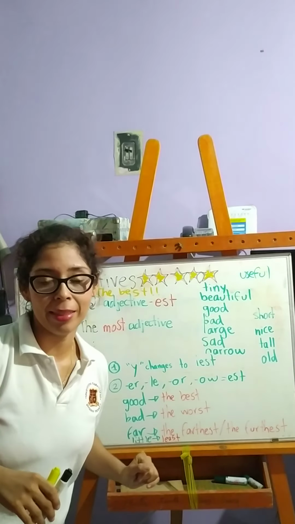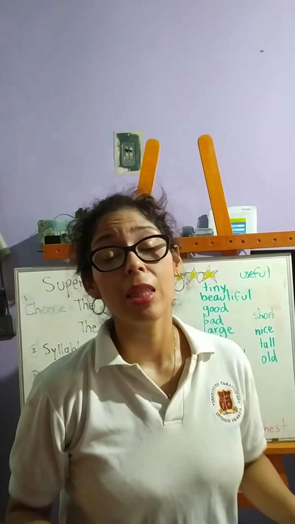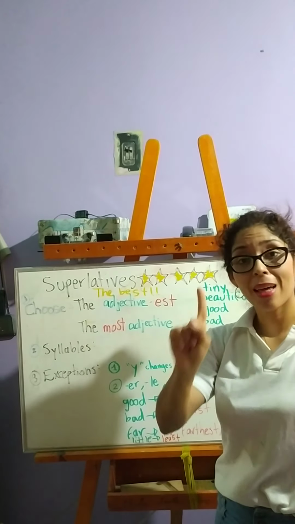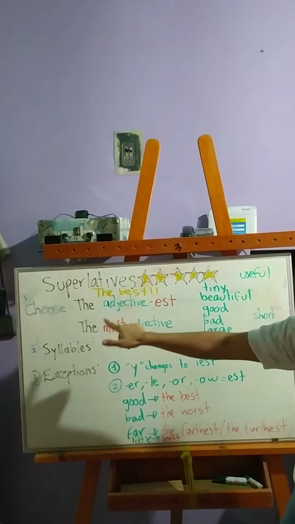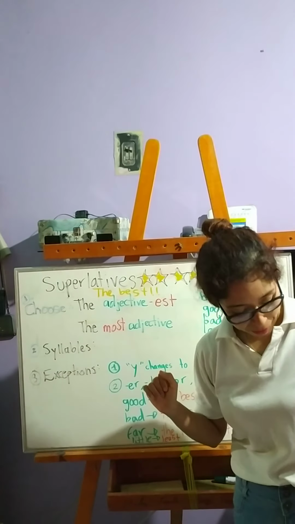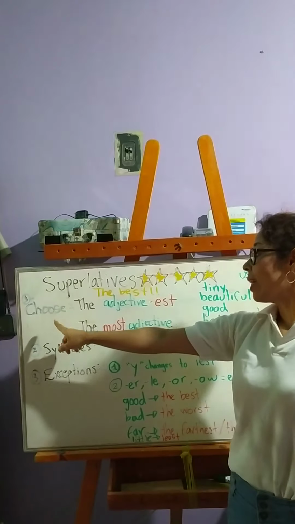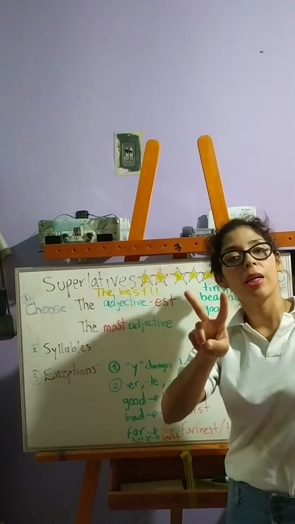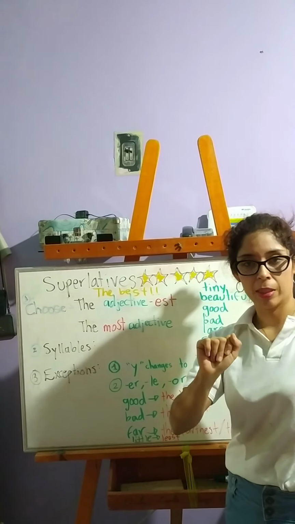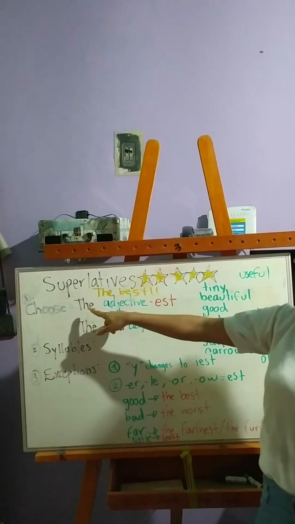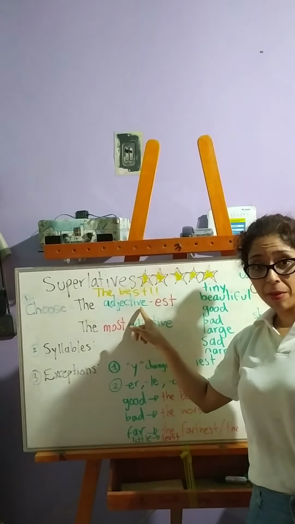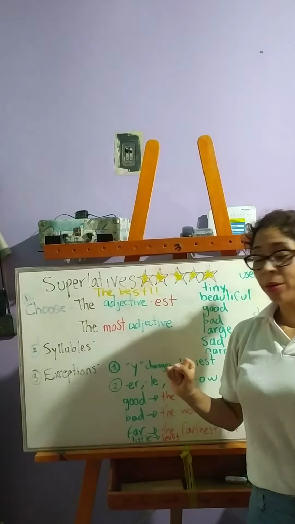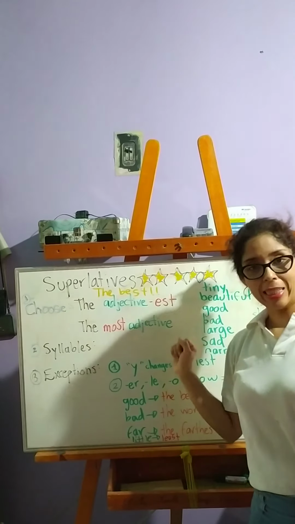Superlatives are the best. When we talk about superlatives, it is because we are talking about only one thing, but that thing is the best, depending on the adjective. So in this case, we have two ways of talking about superlatives. We have the adjective, and at the end we add est, or the most and the adjective.